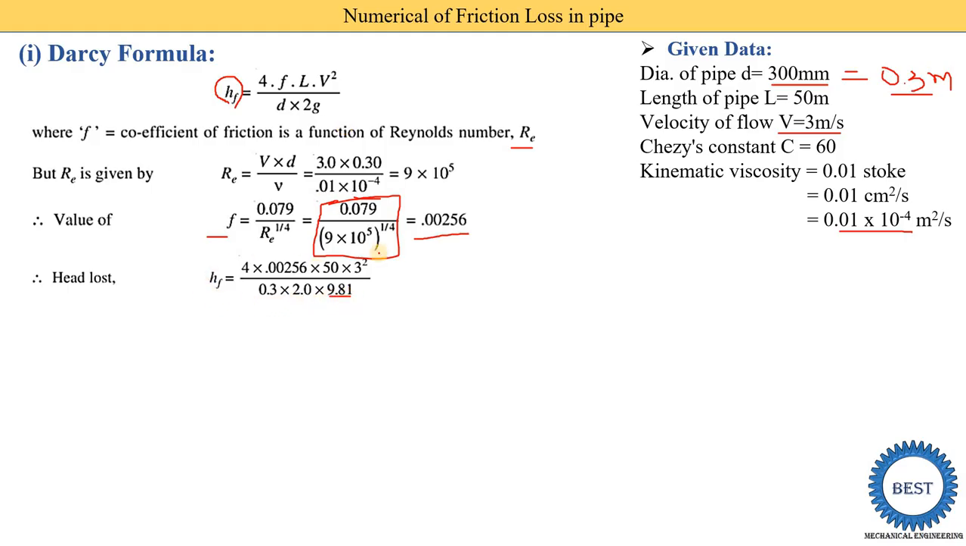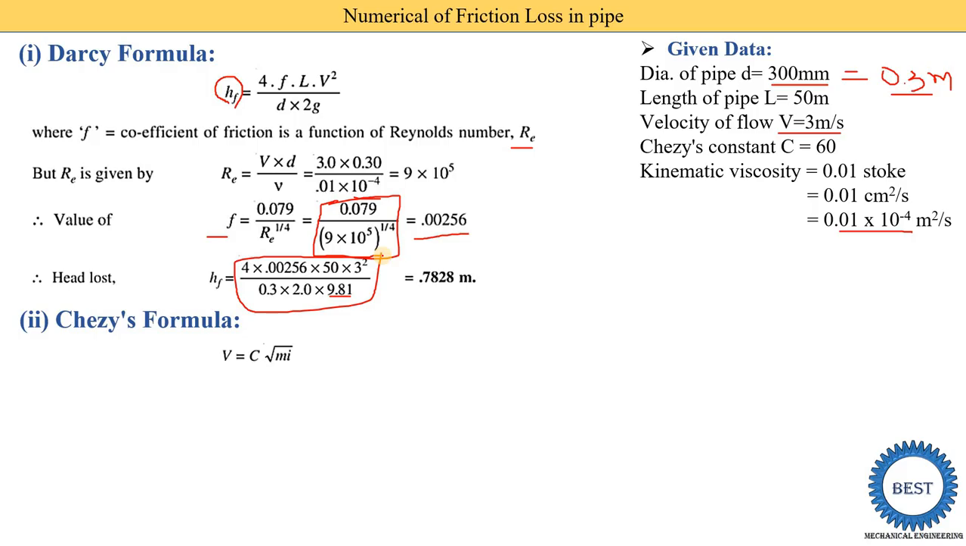So we solve this equation in a calculator. Then we get the answer of hf in meters. So the head loss due to friction, hf, is equal to 0.7828 meters.